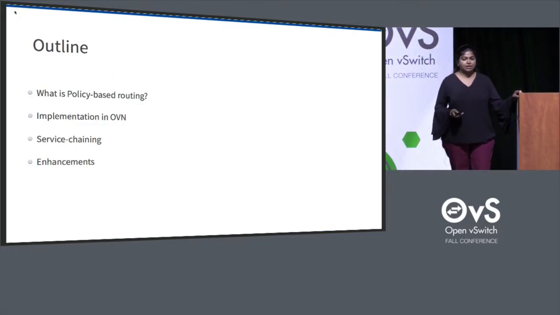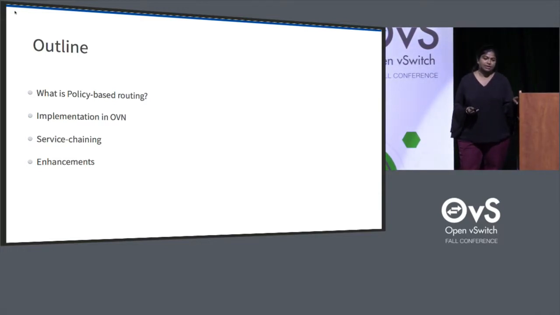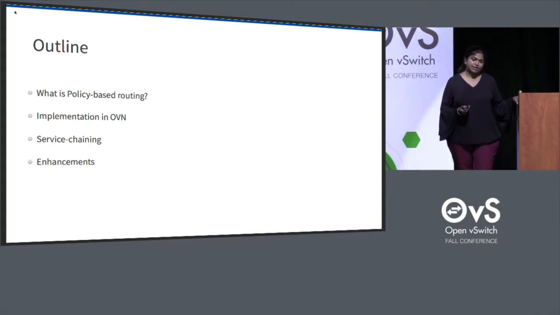Here is the outline of the talk. We'll start with what is policy-based routing. Then I'll get into the implementation details in OVN, how service chaining works with our implementation, and some of the enhancements we'd like to follow up on.